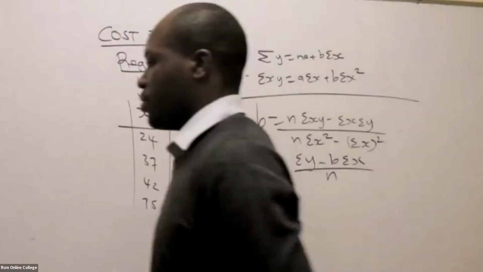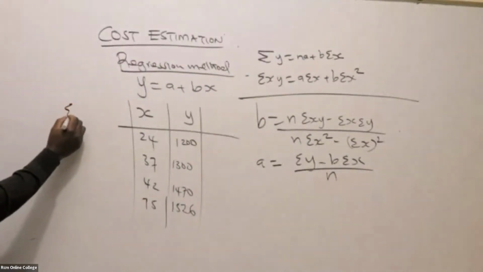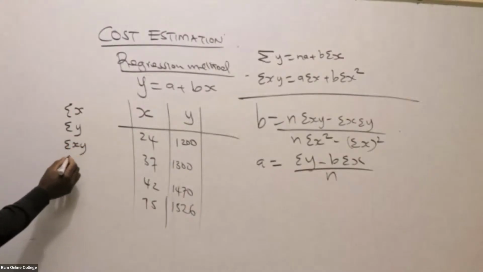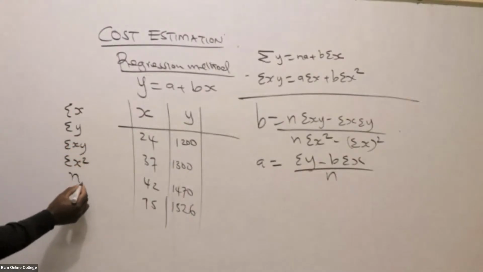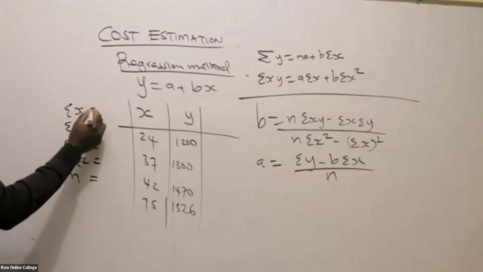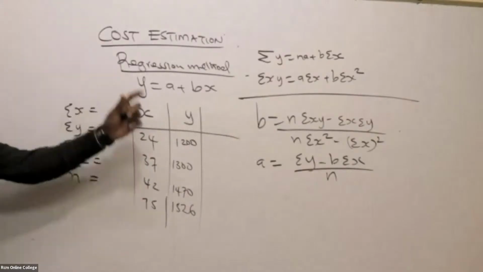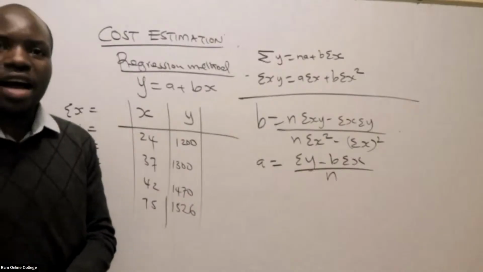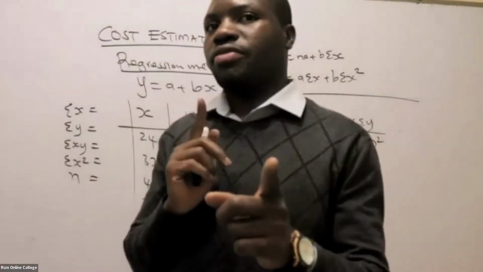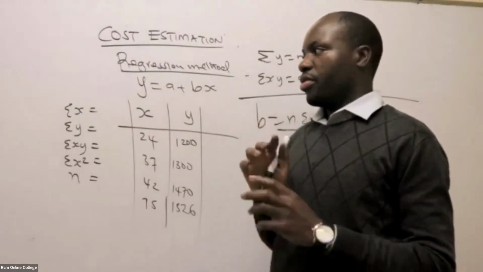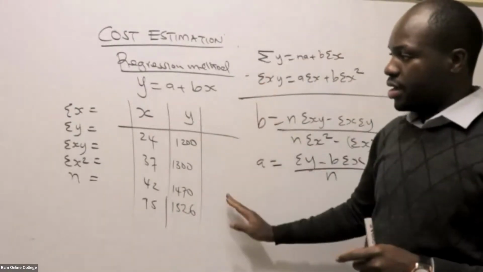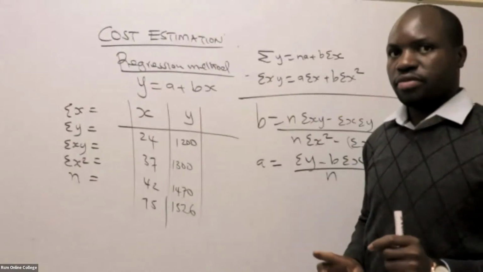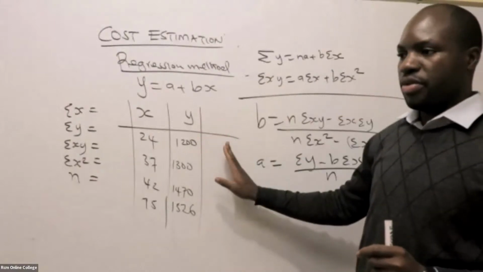So it means you must be having summation of x, summation of y, summation of xy, summation of x squared, and of course you must be having n somewhere. That is what you are required to do at this level. When you now get to advanced management accounting, you'll be given a question of this kind, or you are given a computer output to be able to solve the same thing.